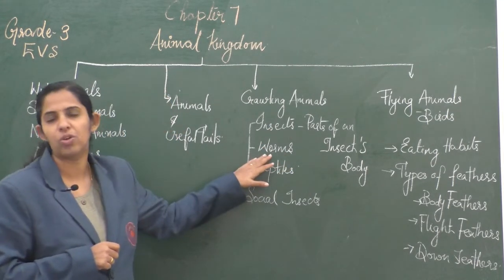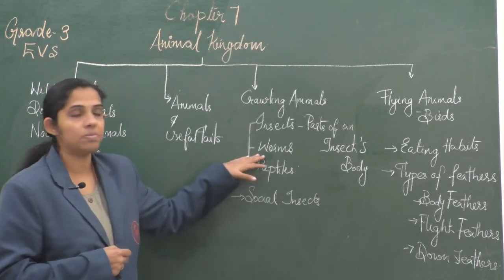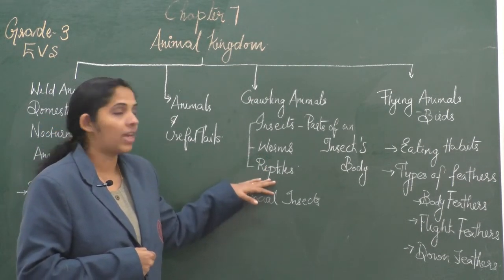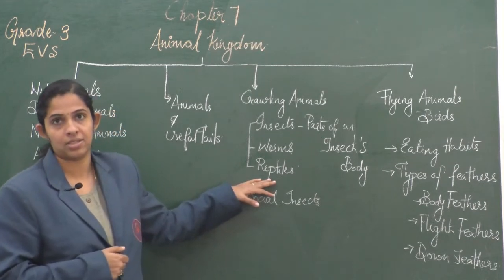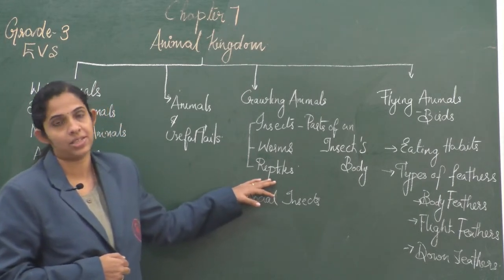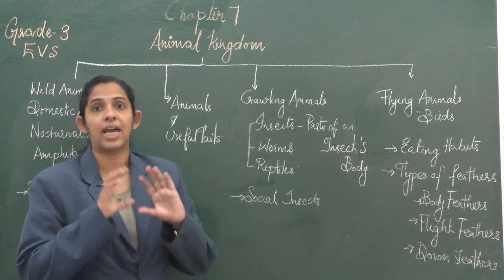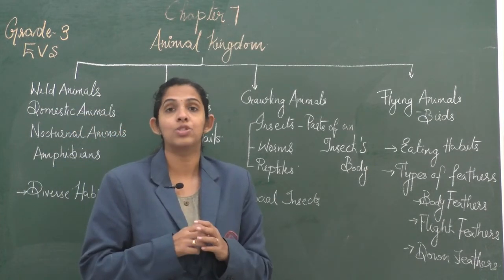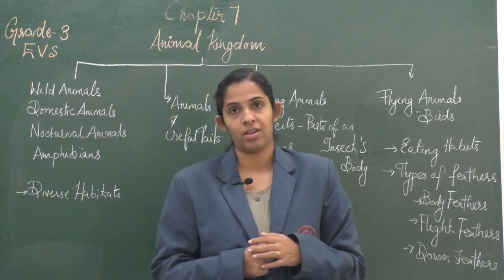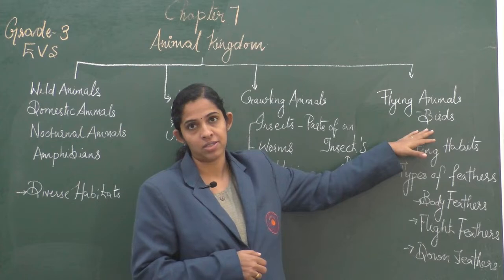Next, we have seen about different worms like millipedes, centipedes and earthworms. These worms, like millipedes or earthworms, they use their skin to breathe. Then we have seen different kinds of reptiles, lizards, crocodiles or snakes. It will come under the classification of reptiles. Next, we have seen the concept of social insects. These are the type of insects or the group of insects which will live in colonies. For example, ants, bees, etc. And in the last section of the chapter, we have seen about flying animals or birds.